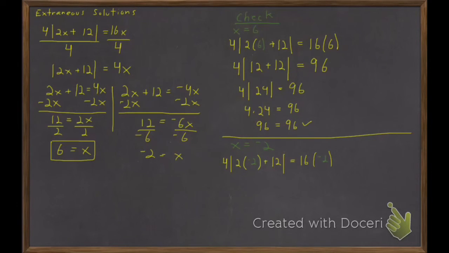And we get 4 times the absolute value of negative 4 plus 12 is equal to negative 32. We get 4 times the absolute value of 8 is equal to negative 32. The 8 comes out of the absolute value as a positive 8. And we see that 32 on the left-hand side equals negative 32 on the right-hand side. So therefore this is incorrect.